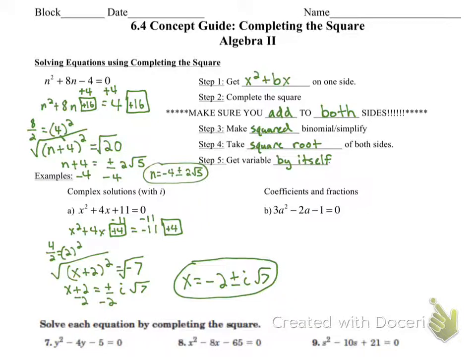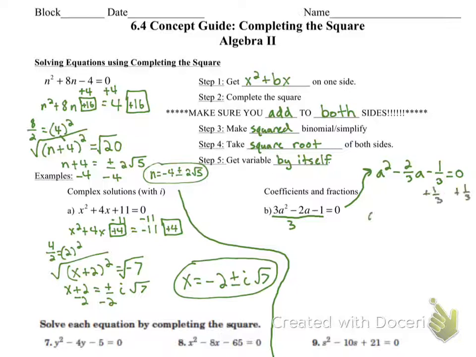Alright, the next example with coefficients and fractions, to get a perfect square trinomial, a has to be 1. In this case, a is 3. So I need to divide the whole thing by 3, which gives me a squared minus 2/3 a minus 1 equals 0. From there, I'll add 1/3, so I'll get a squared minus 2/3 a box equals 1/3.